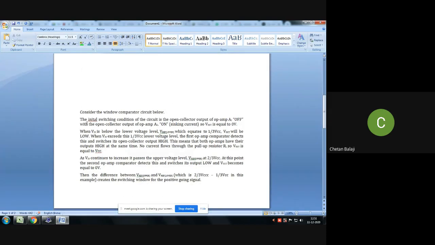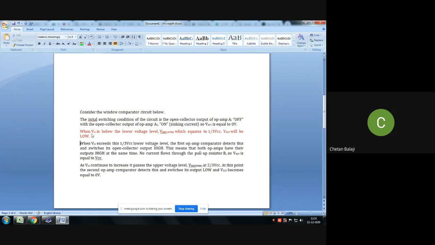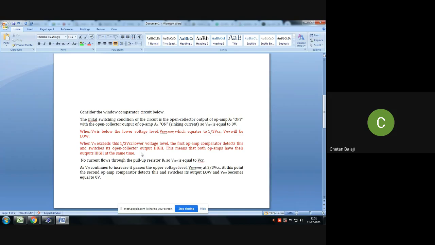I think the initial switching condition will be given in the manual. Look, very important: when the input voltage is below the lower voltage, V reference lower, which is equal to 1 by 3 VCC, output will be 0. This is the first thing. When the input exceeds 1 by 3, the output will be high. That's what I told you. If it is less than 1 by 3, output will be 0. If it is greater than 1 by 3 but less than 2 by 3, it will be high.